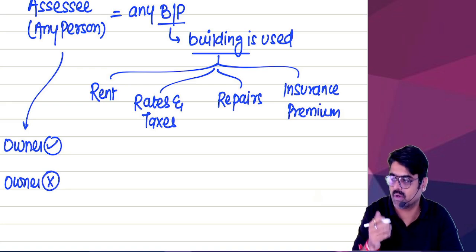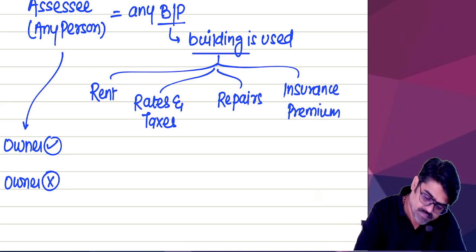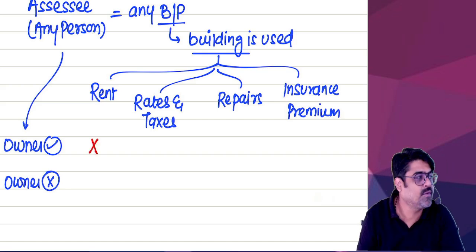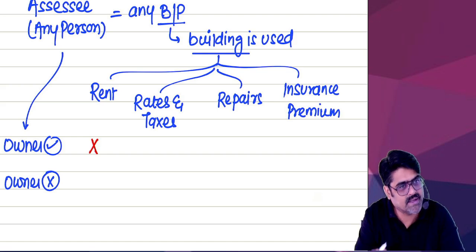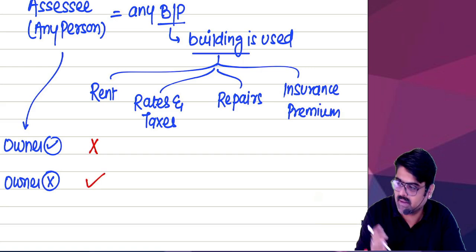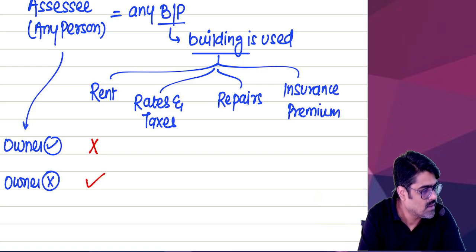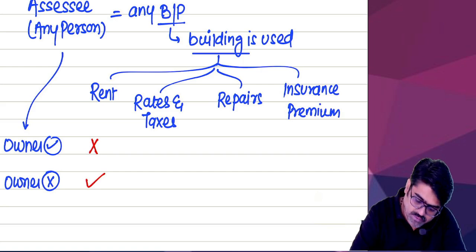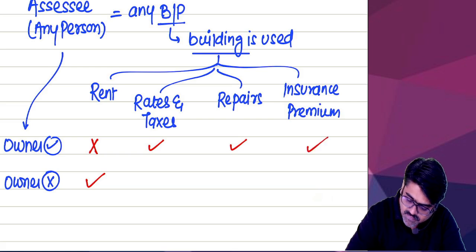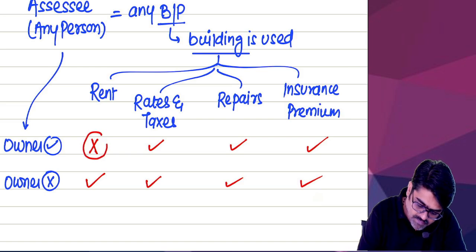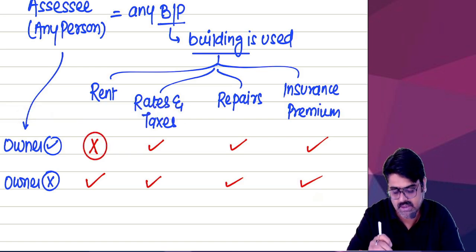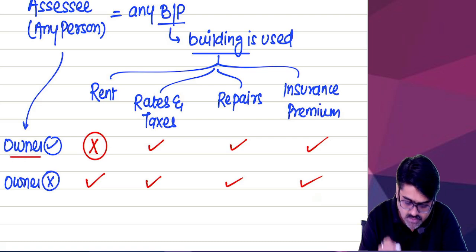Now tell me, if you are the owner of the building, will you pay rent? Will you pay rent? So there will be no deduction for the rent. But if you are not the owner of the building, then for that building, will you pay the rent? Then the rent will be paid, then the rent will be allowed as a deduction. Now whether you are the owner of that building or not, you are going to incur these expenses. Yes or no? These expenses will always be allowed as a deduction. But only rent will not be allowed as a deduction if you are the owner of the building.